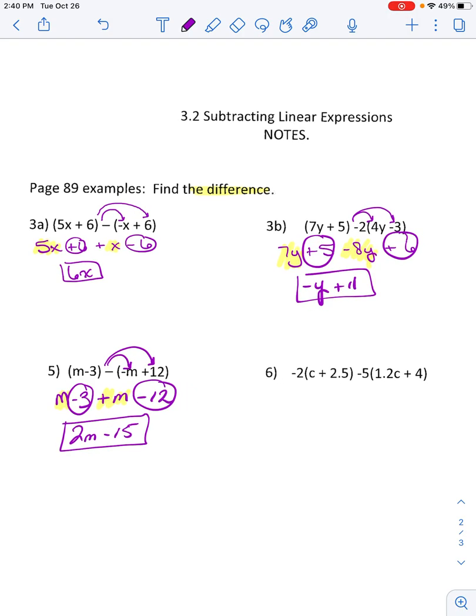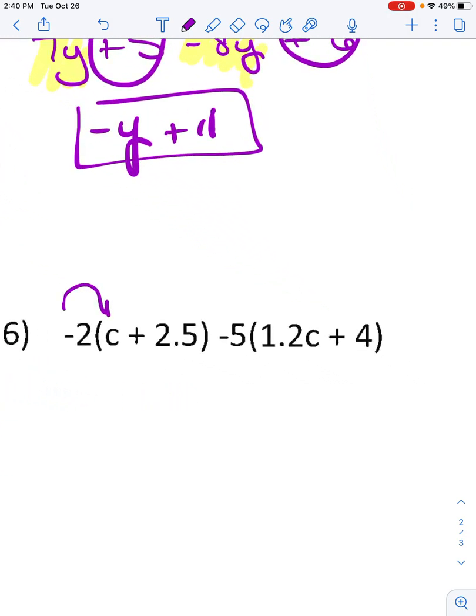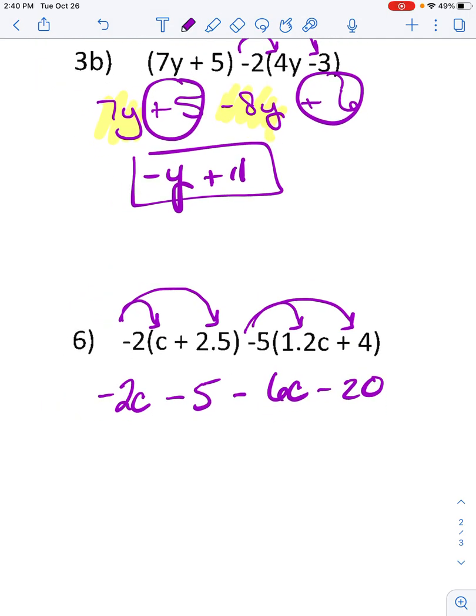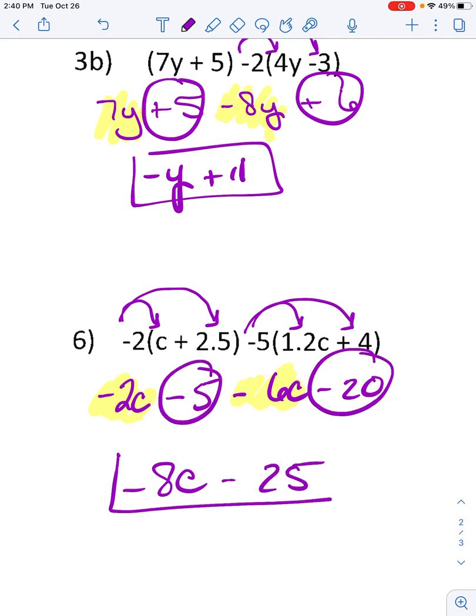Number 6, there are two numbers to distribute. A negative 2 times c is a negative 2c. And negative 2 times a positive 2.5 is a negative 5. A negative 5 times a positive 1.2c is a negative 6c. And a negative 5 times a positive 4 is a negative 20. Now let's combine like terms. Negative 2c minus 6c, that's a negative 8c. And a negative 5 minus 20 is a negative 25.